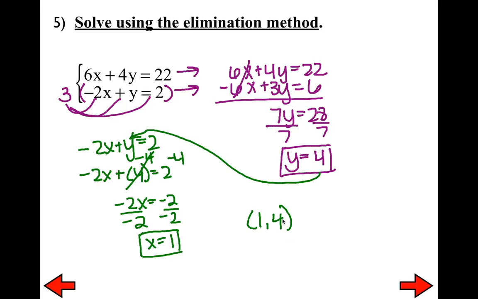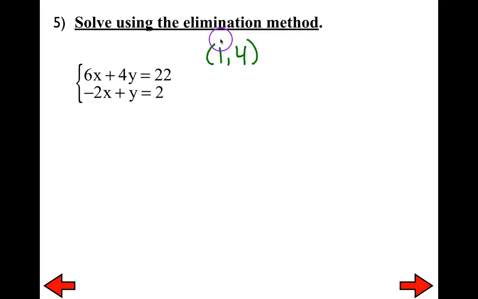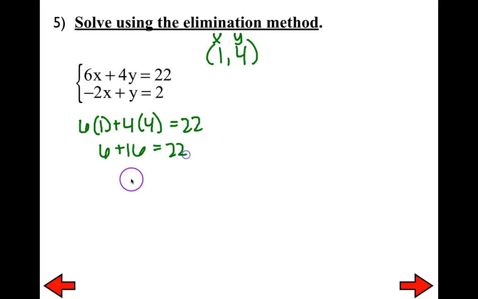And the reason why I say think first is because I still need to, of course, check my work. So let's go ahead and move on to that. If I'm claiming the answer is 1 comma 4, I'm going to plug in 1 for x's and 4 for y's. So here, 6 times 1 plus 4 times 4, does this equal 22? Let's see, 6 plus 16, does it equal 22? Yes, so it does work for the first equation.